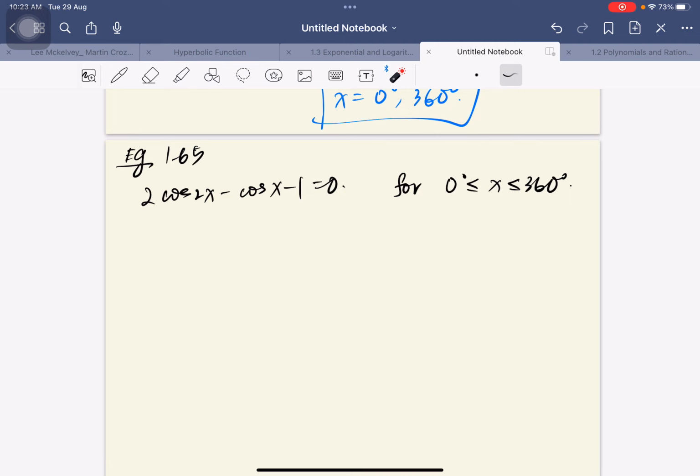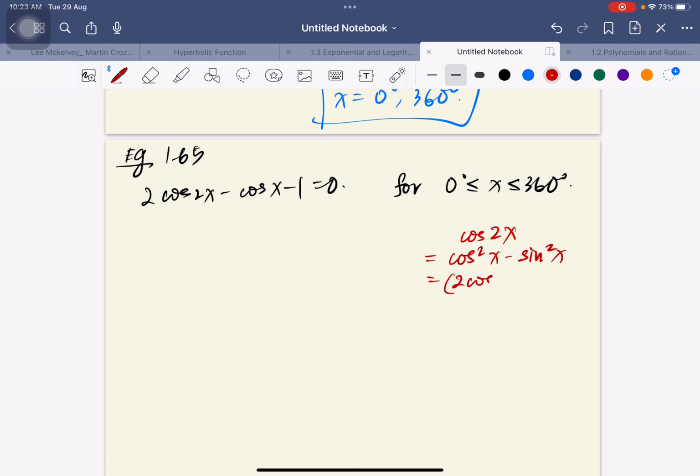Cos 2x, there are 3 formulas for it. First formula is cos square x minus sine square x. Second formula, 2 cos square x minus 1. Third one, 1 minus 2 sine square x.